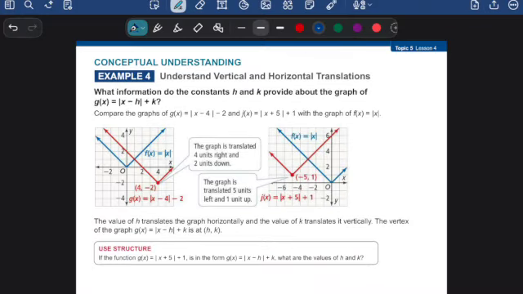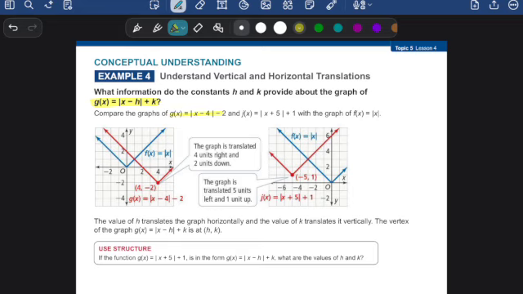Example 4, vertical and horizontal translation, so a combination, and we're going to be looking at what's called vertex form. Okay, so when we have changes to both inside and outside the parentheses, we can identify the vertex. Here are our 2 graphs. The blue function is the parent function. Okay, so what's happening to g of x?